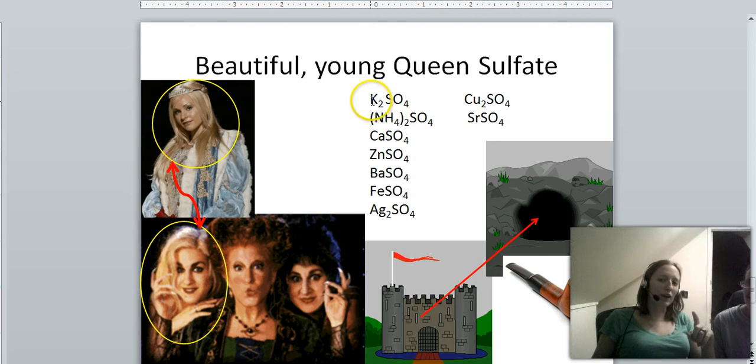So for example, we've got potassium sulfate. She's usually good. Potassium's a Pope anyway, so this is soluble. Ammonium sulfate, totally soluble. Pope and Queen. She has the problem with the witches as well, except it turns out that Queen Sulfate and Ag are sisters. Look at them. They're both blonde.